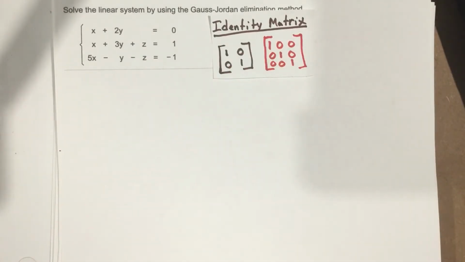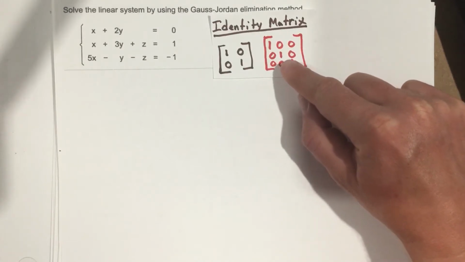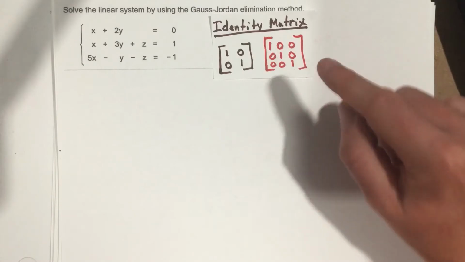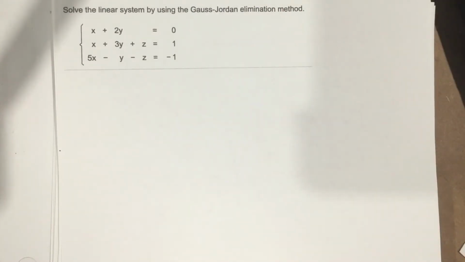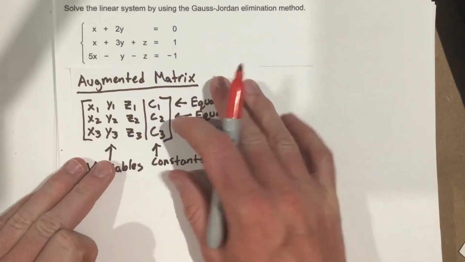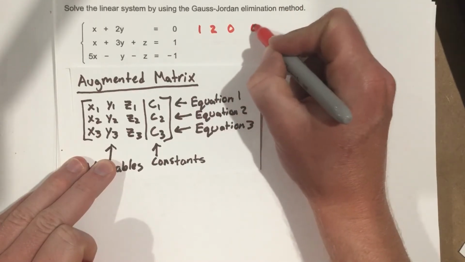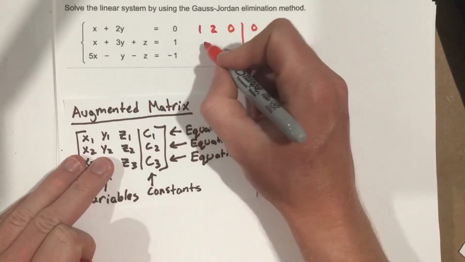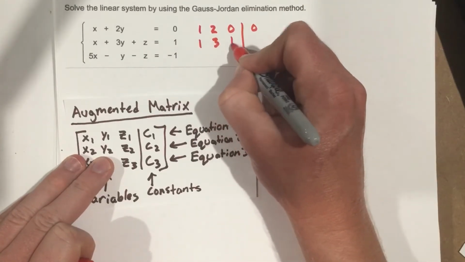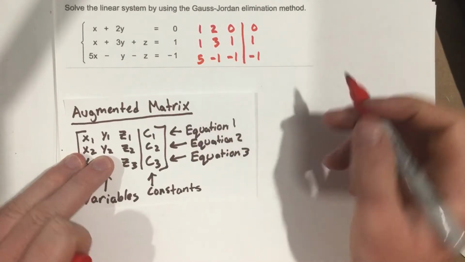I actually did Gauss-Jordan in the very first problem of this homework section, even though I was only supposed to do Gaussian elimination, but I'm just leaving that. So we want to get ones down the diagonal, zeros everywhere else. That's Gauss-Jordan elimination. So we're going to start by writing our augmented matrix. Our augmented matrix is 1, 2, 0, 0. And then we have 1, 3, 1, 1. And we have 5, negative 1, negative 1, negative 1.